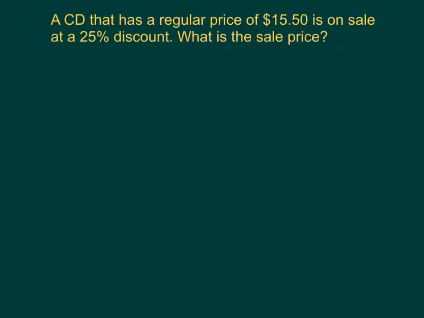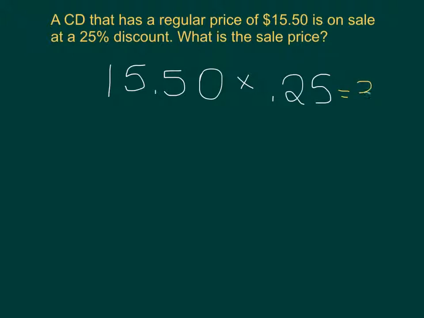Pause the video to try this example. So it says a CD that has a regular price of $15.50 is on sale at a 25% discount. So you want to multiply it by the 0.25, which will result in $3.875. And so when we talk about money, we can usually round that to $3.88. And remember, you have to subtract that number from your original number.